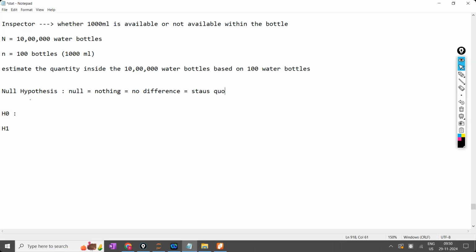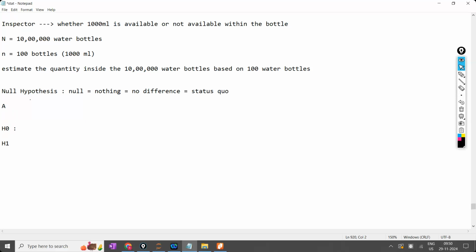So the null hypothesis says that it is null. Nothing is there, no difference, or it is a status quo. What is the status quo you are having? Now, how do we formulate this null and alternate hypothesis?